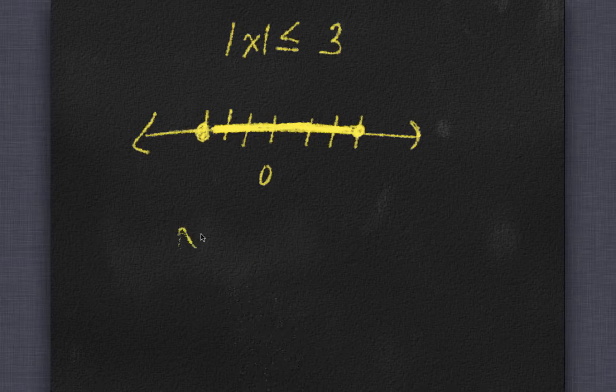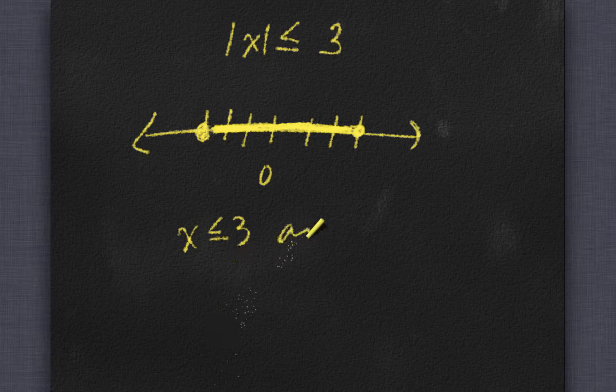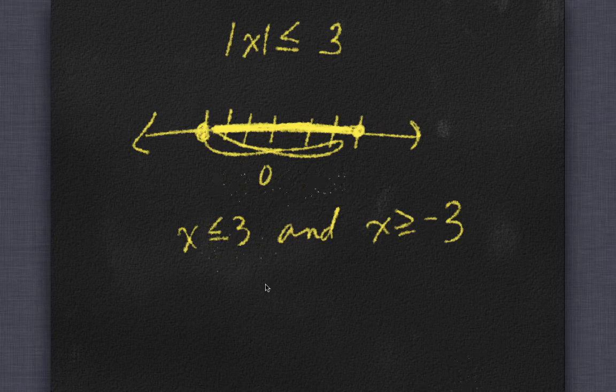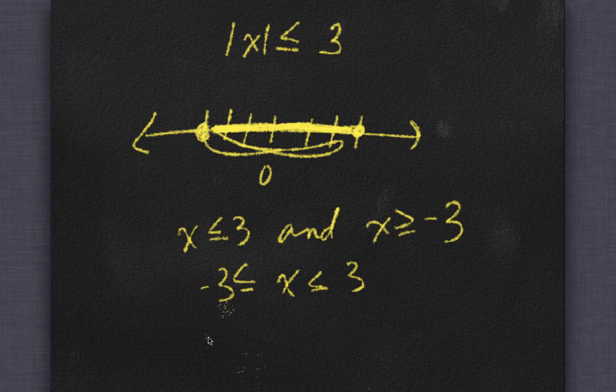So you can write x is less than or equal to 3 and x is greater than or equal to -3 because it's trapped in here. Or you can just write it like this. This only works when you're trapping, okay, so when you're creating this single interval.